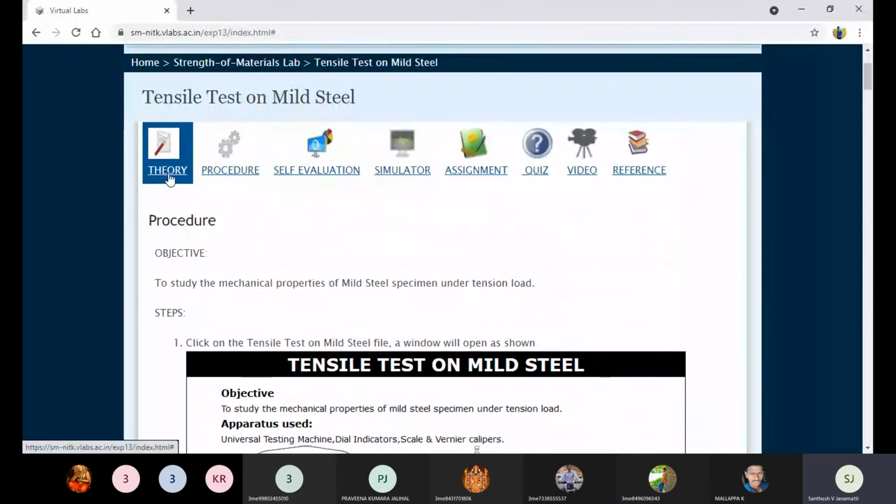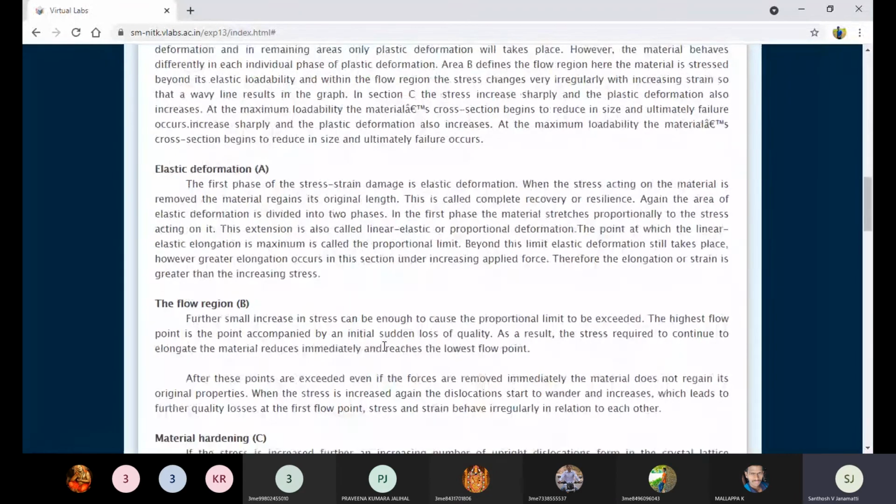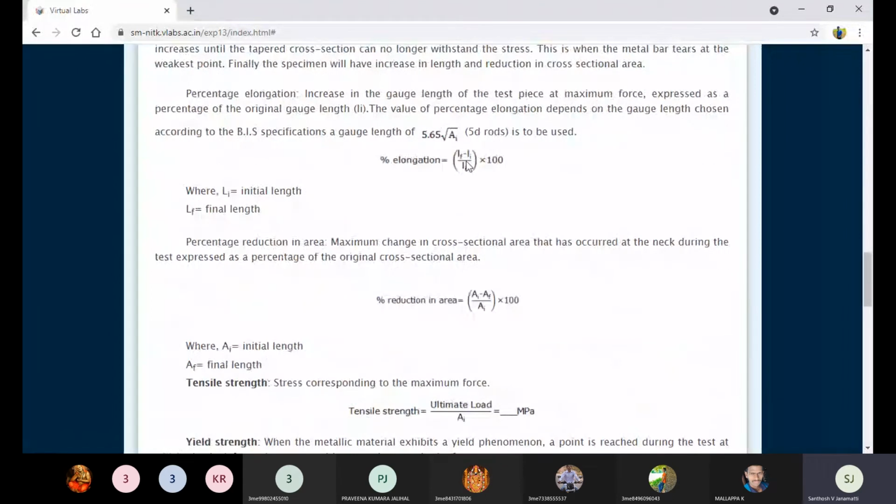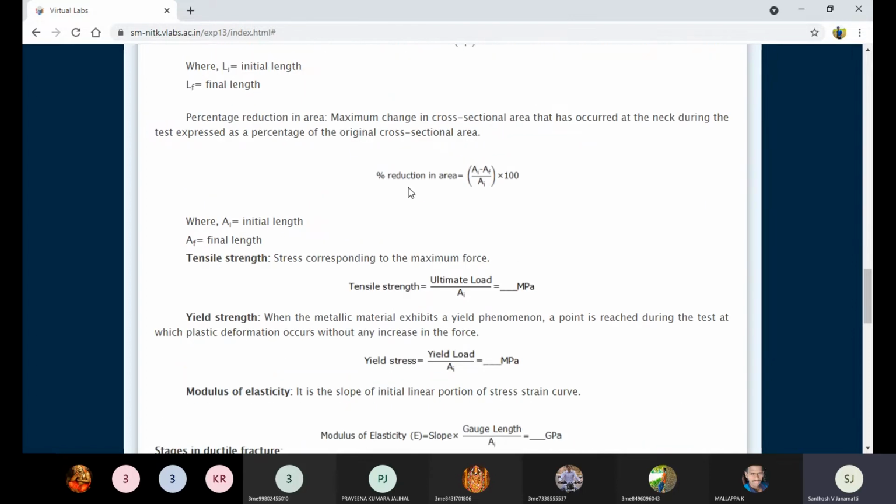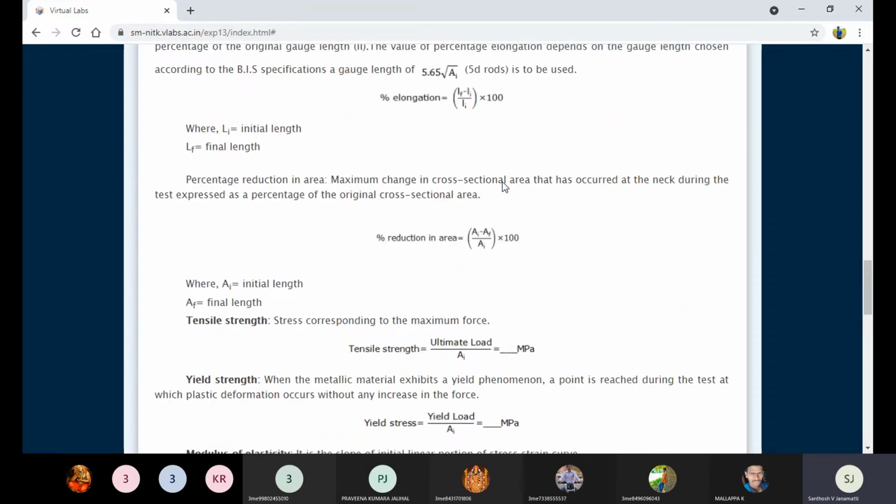In the theory part of the report, they mention the formula. Now we'll check it. Percentage of elongation is equal to Lf, the final length, minus initial length, divided by initial length into 100. You need to find this at the end. Here the cross-sectional area: percentage of reduction in area is equal to initial area minus final area divided by initial area into 100, because the initial area is bigger than the final area.